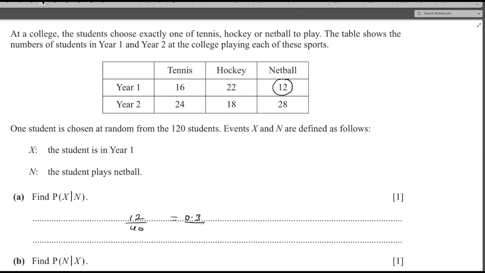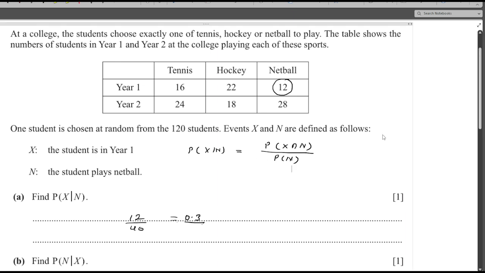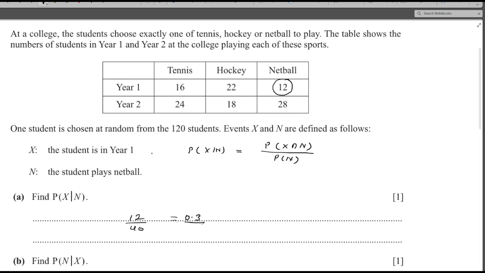There is one formula also for probability of X given N. We can use the formula: probability of X intersection N divided by probability of N. Using this formula also we can get the same answer. As the table is already given, it is easy to understand that probability of X given N here is 12 out of 40.